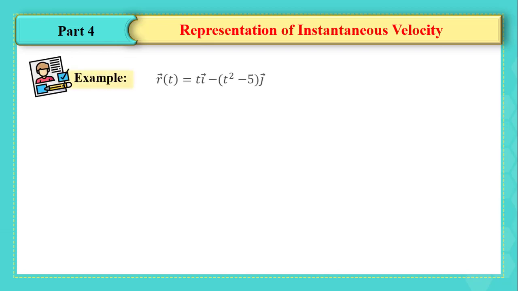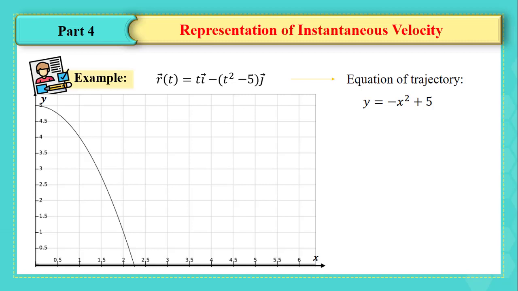Let's take another example. If r of t is equal to t i minus (t squared minus 5) j, the equation of trajectory is y equal to minus x squared plus 5. Therefore, we know that this trajectory is a parabola and we can plot it. We want to find the instantaneous velocity vector at time t equal to 1 second. Then we have to find the position of the particle at this instant. We substitute 1 in the position vector in x and y, and this will give x equal to 1 and y equal to 4.